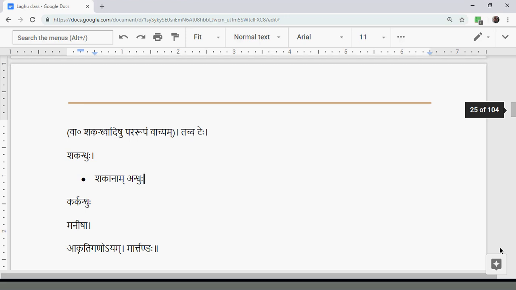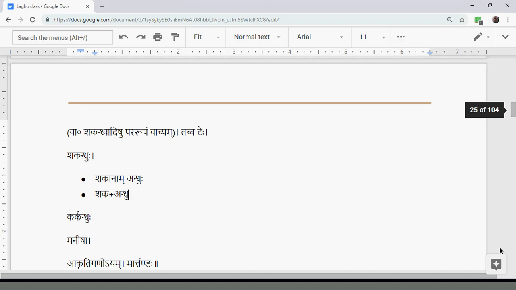So for some Visheshana, there is a Kupaha. Shak and Andhu is a Samasa, Shakanam Andhu, Shakandu, Shashti Tatpurusha. Shaka plus Andhu. Of course, there will be a Shashti Bahuvachana Pratyaya here, and a Prathama Ekavachana. Both will go by Suplup, and you will get Shaka plus Andhu.